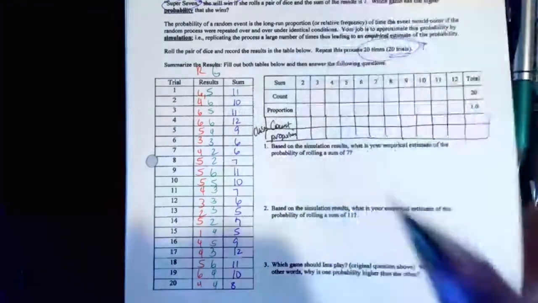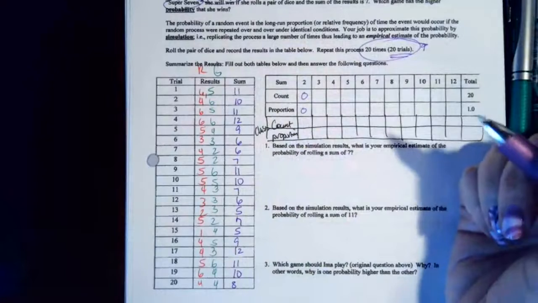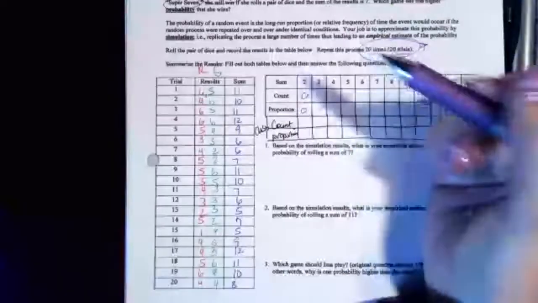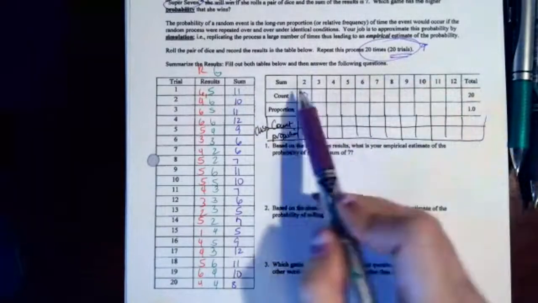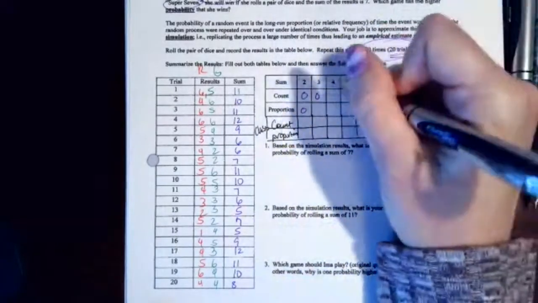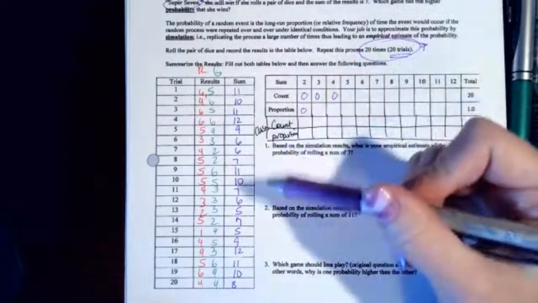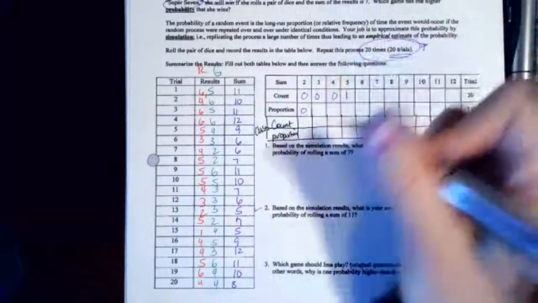For example, I did not roll a sum of 2. So my proportion is 0 out of 20, or just 0. You may have rolled several 2s. I have no idea. So you are looking at your list of sums and doing the count. Yours are not going to match mine. I rolled some really big numbers.